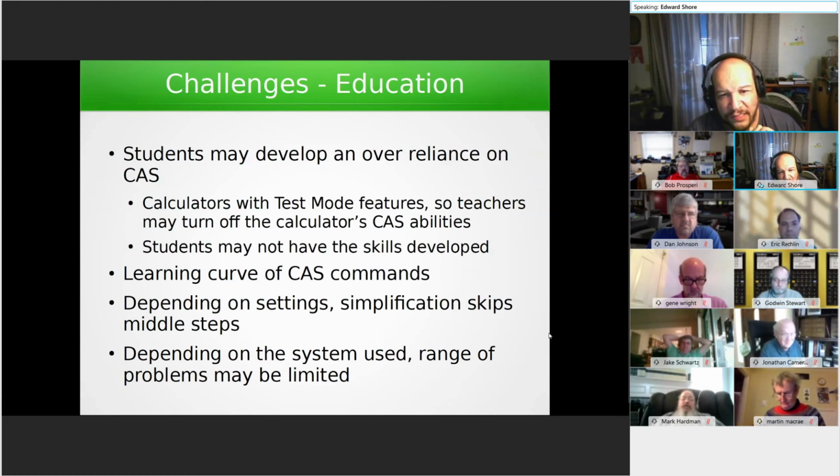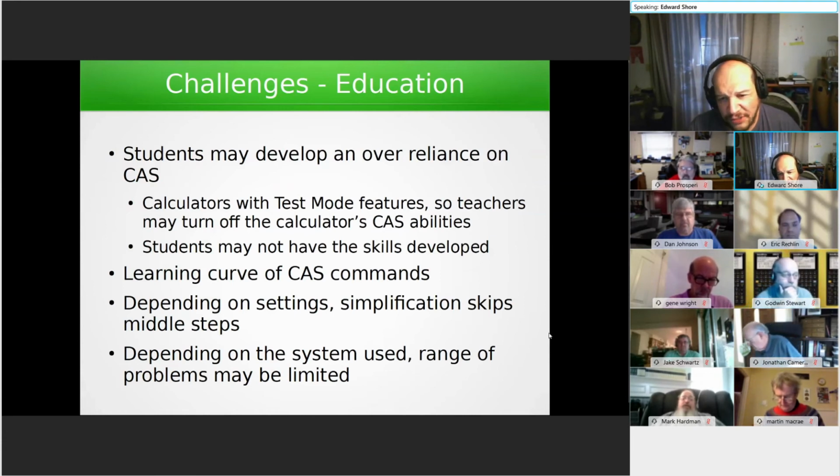There's also a learning curve of CAS commands. To be most effective, not only for the classroom but for real world working, the commands are going to have to be easy to use, have a wide breadth of problems they can work with, and come with a good understanding of their limitations.